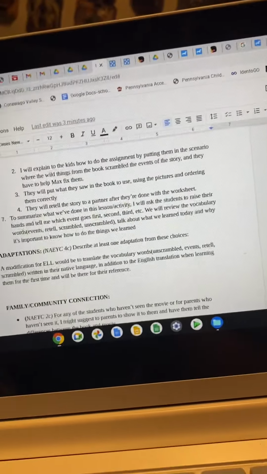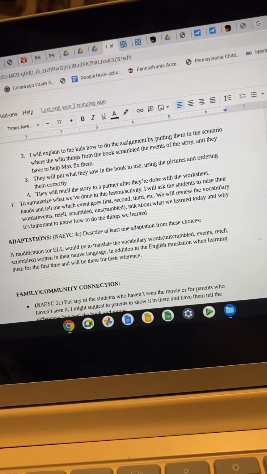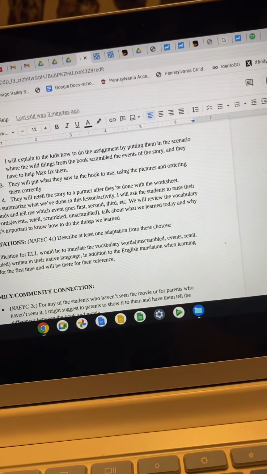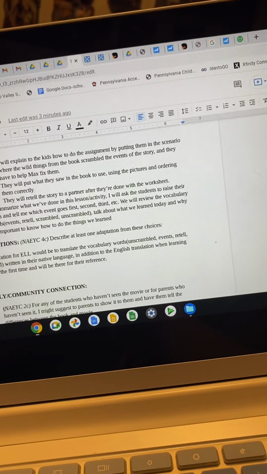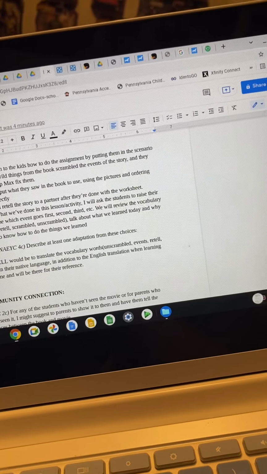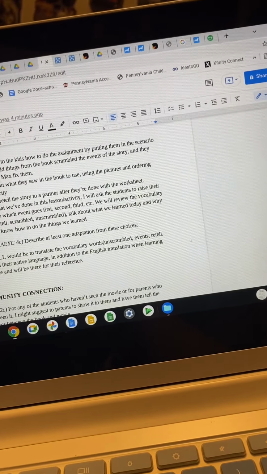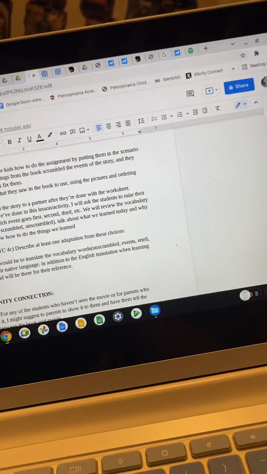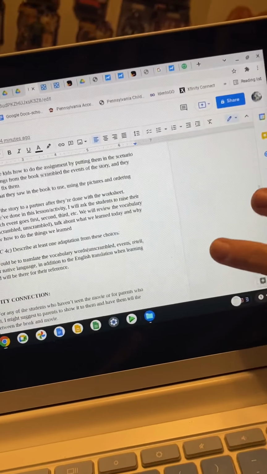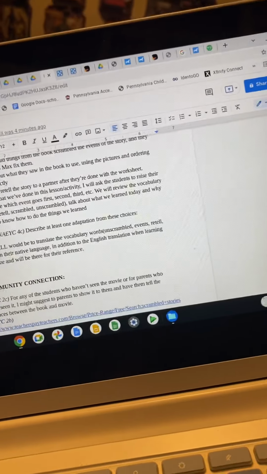To summarize what we've done in this lesson, I will ask the students to raise their hands and tell me which event goes first, second, third, etc. We'll review the vocabulary words: events, retell, scrambled, unscrambled. We'll talk about what we learned today and why it's important to know how to do the things we learned.